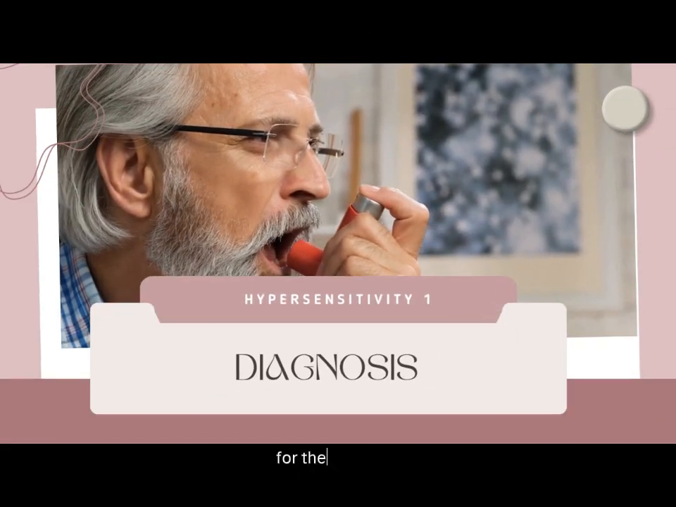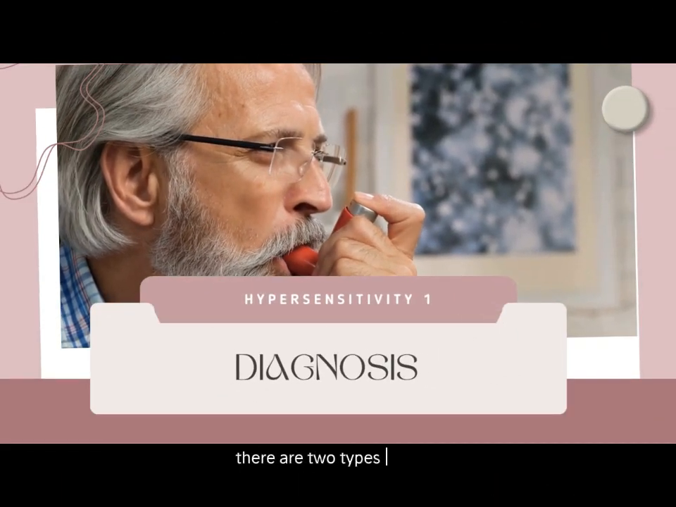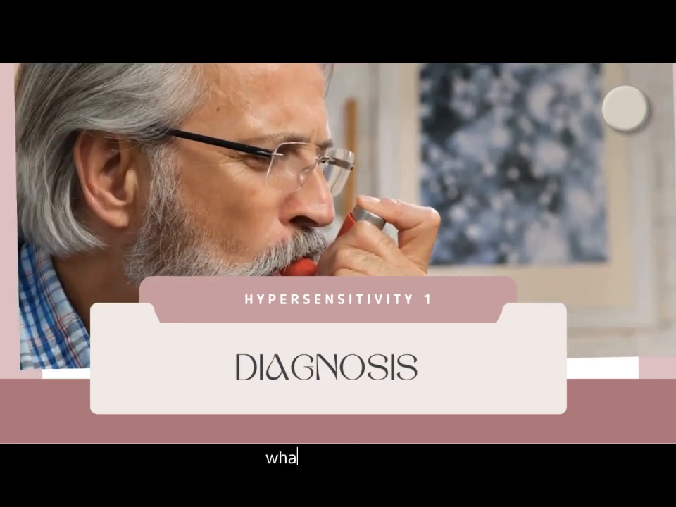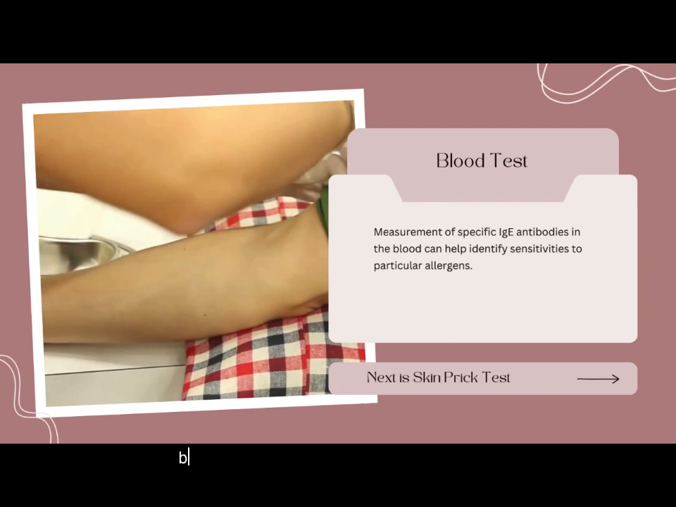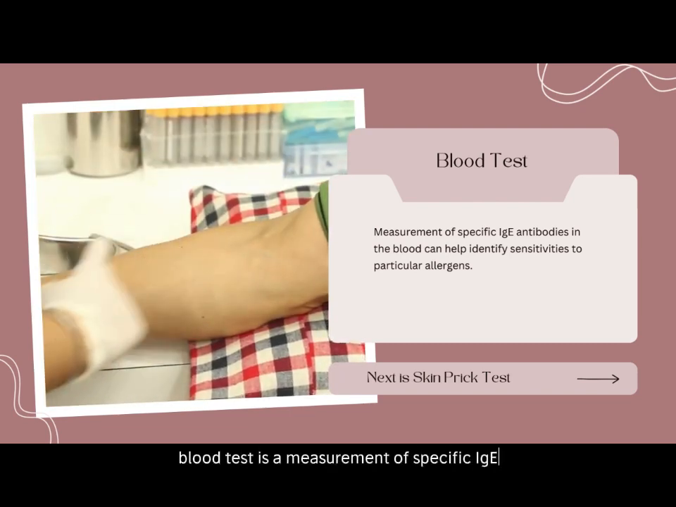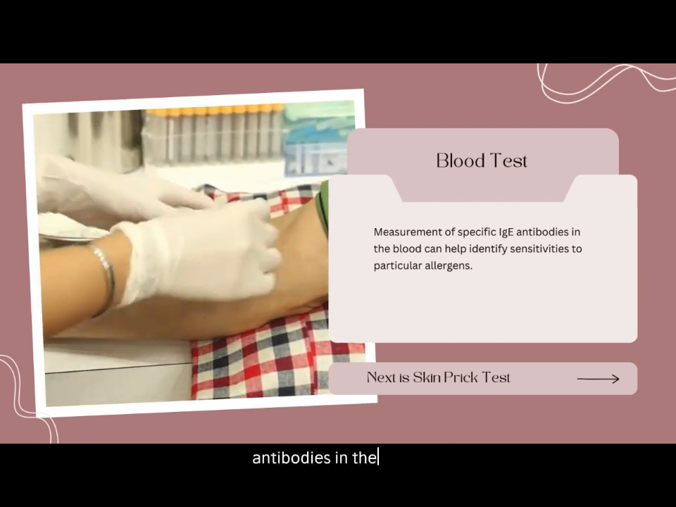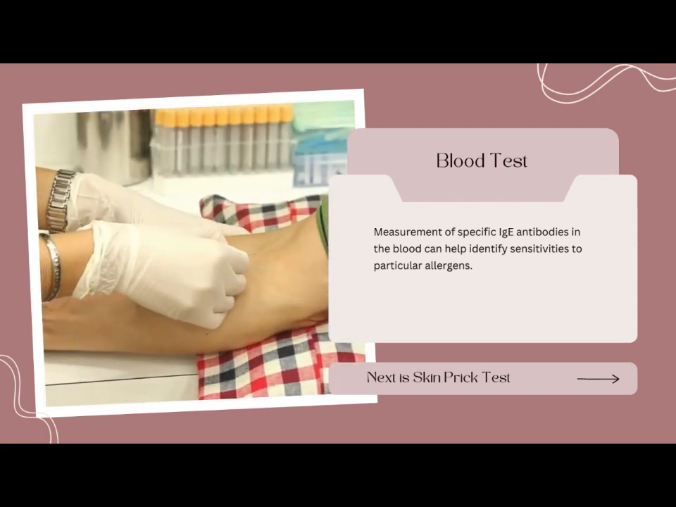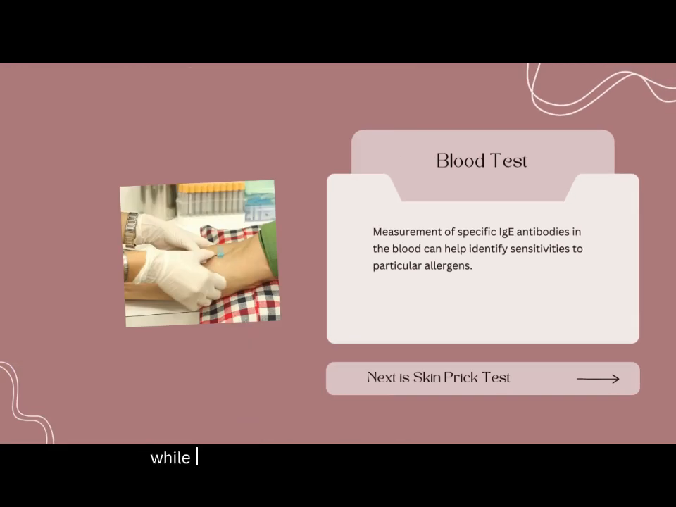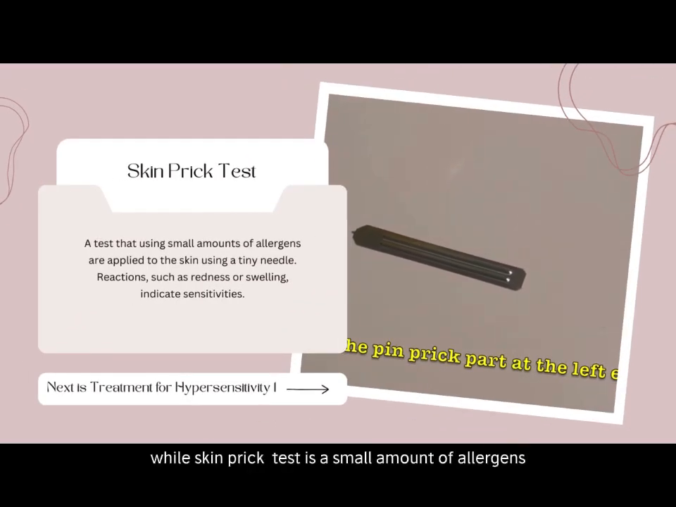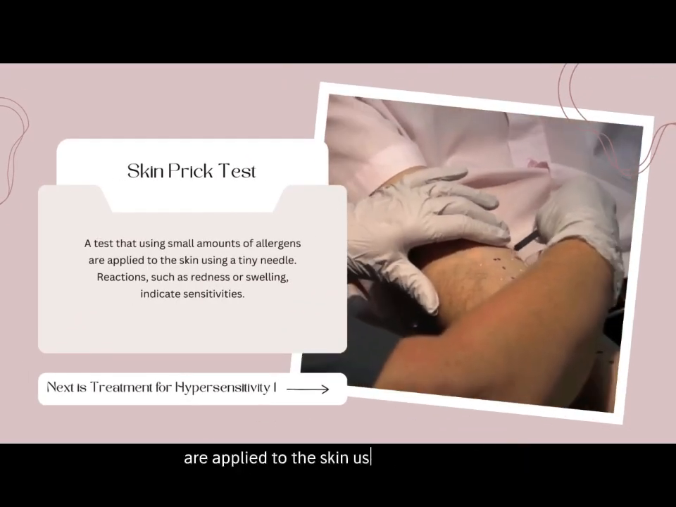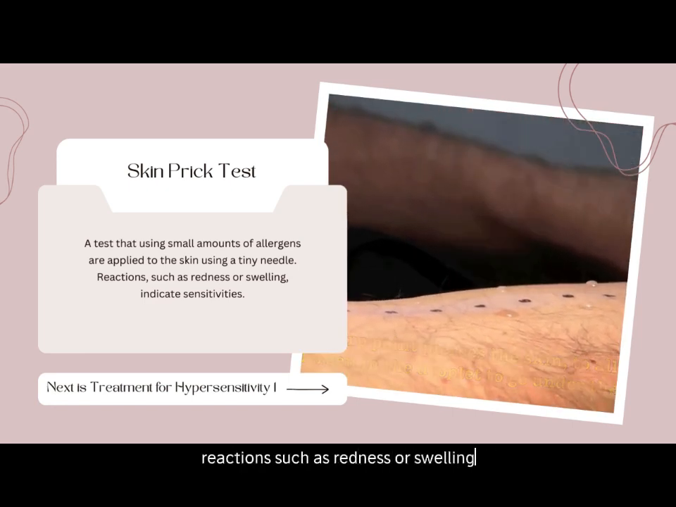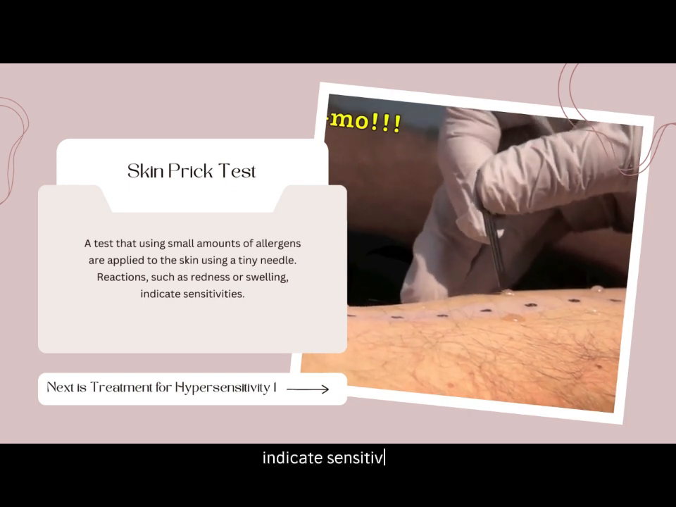For the diagnosis, there are 2 ways, which are blood test and skin prick test. What is a blood test? A blood test is a measurement of specific IgE antibodies in the blood that can help identify sensitivities to particular allergens, while a skin prick test is where small amounts of allergens are applied to the skin using a tiny needle. Reactions such as redness or swelling indicate sensitivities.